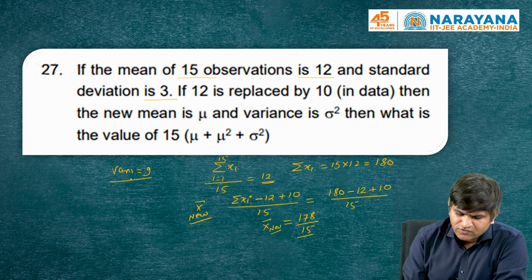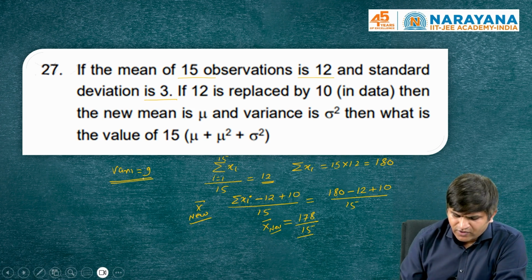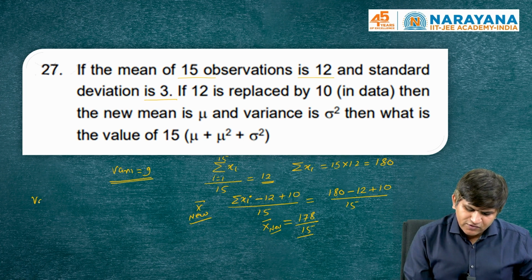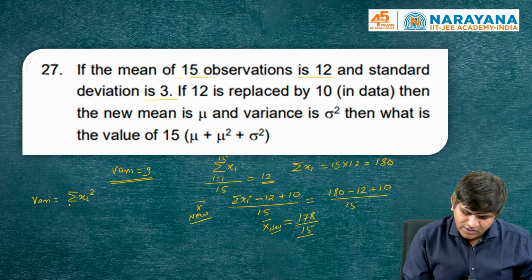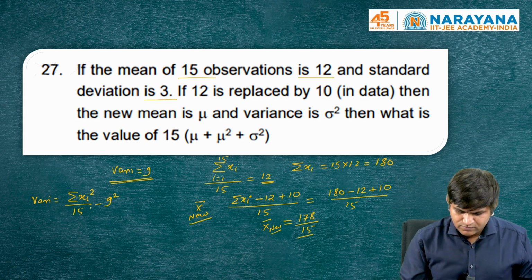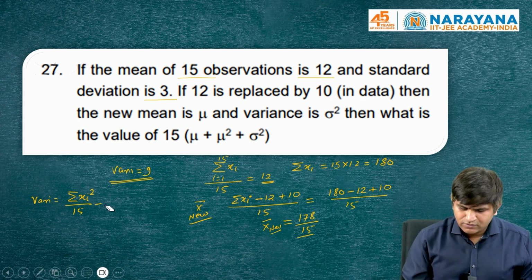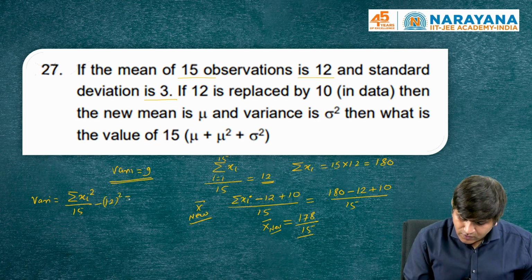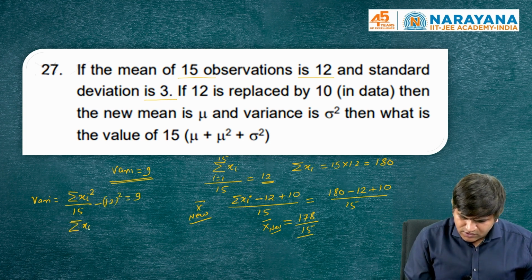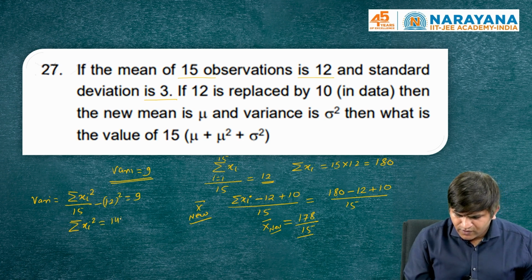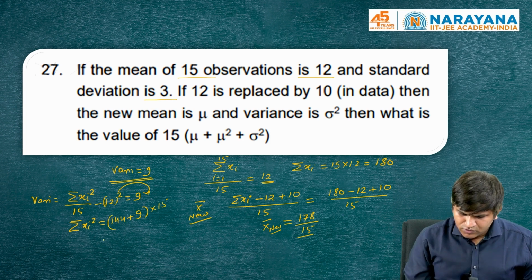That is the new mean we have. Okay, now the variance we have is 9. So now we can evaluate by using the variance formula. That is summation of xi square divided by 15 minus mean square. So the mean is 12, and the variance is 9. So that is minus 12 square equal to 9. So this summation xi square is equal to 144 plus 9. We are transferring this here and multiplying it by 15. So some big value, 153 into 15. So that is the summation of xi square we got.